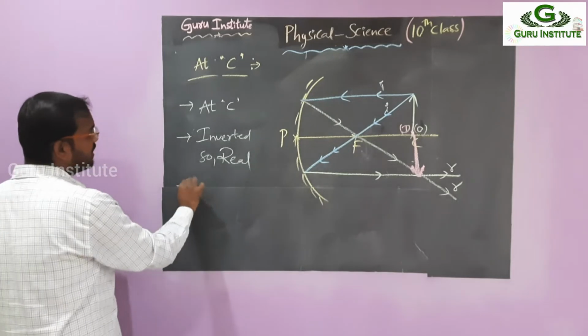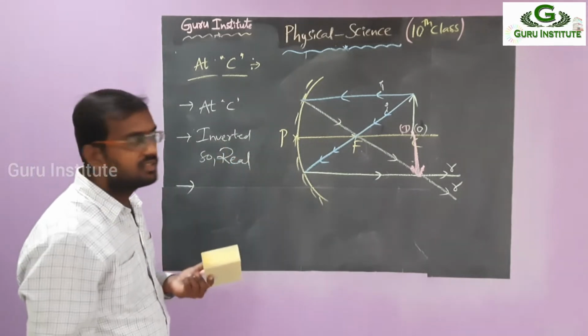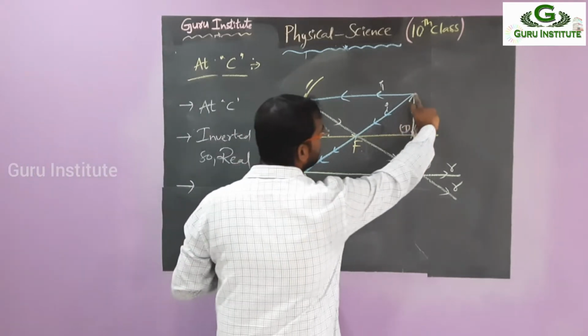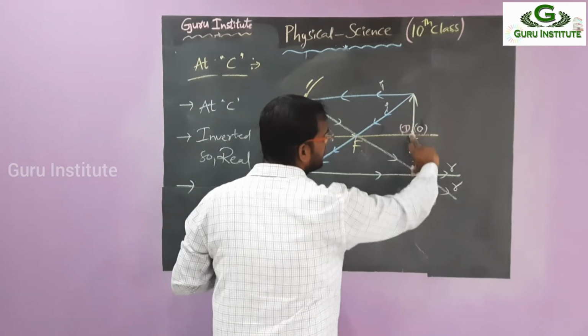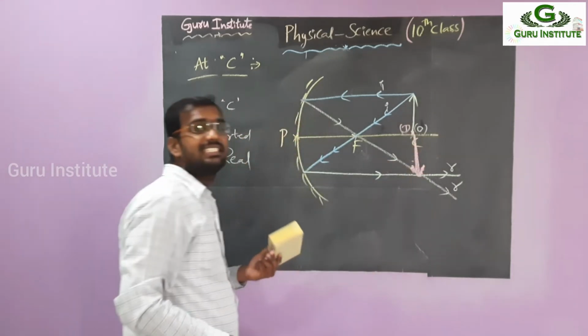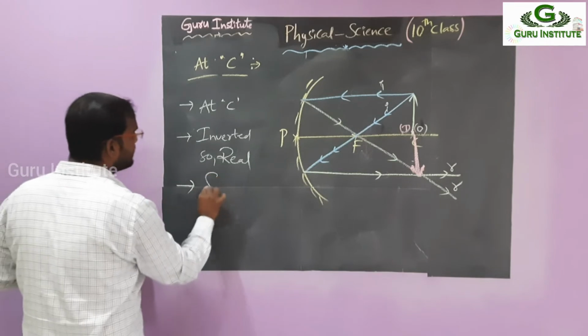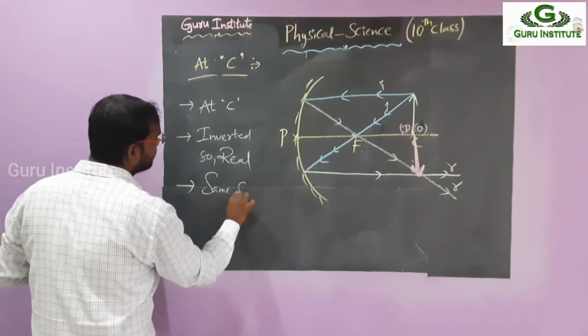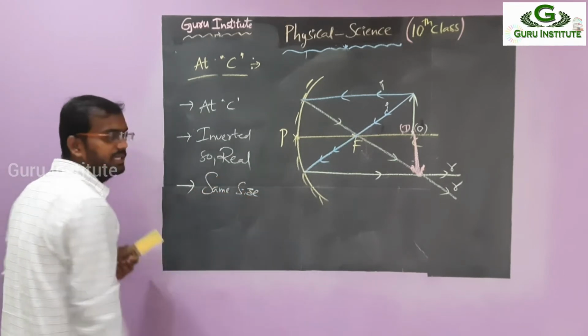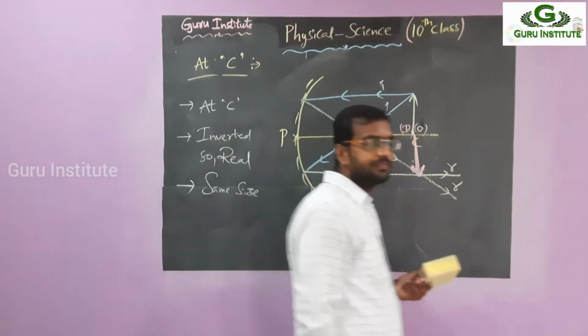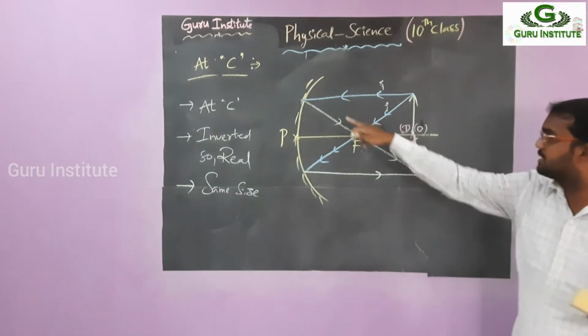Inverted, so real image. Then what is the size? Is anything changed? By simply seeing there, what is the size? Here the size is this much. So the same size is here. So the size is the same. So same size image. So I can see here, parallel to principal axis, passing through focus.